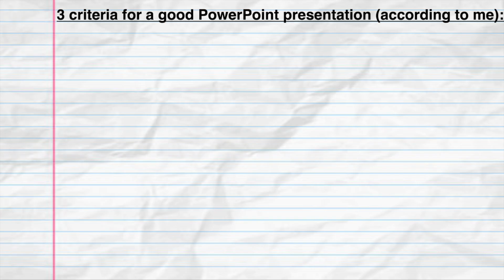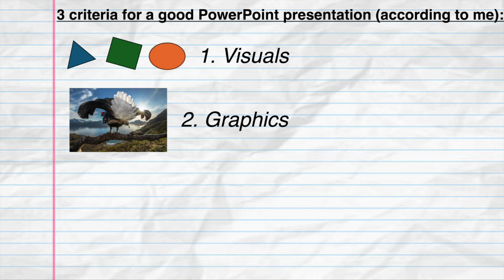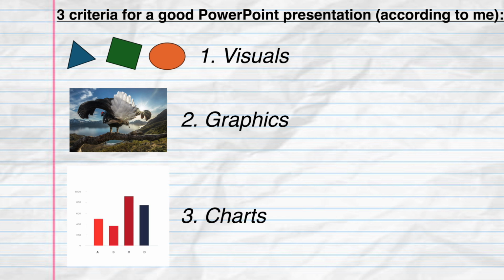In my opinion, there are 3 criteria for a good presentation in PowerPoint. Number 1 being visuals. These include things such as fonts, shapes, and color palettes. Number 2 are graphics. What I mean by graphics? They are basically pictures and videos. Number 3 are charts. This is especially useful if you are presenting data. Now that's out of the way, let's make some presentations.